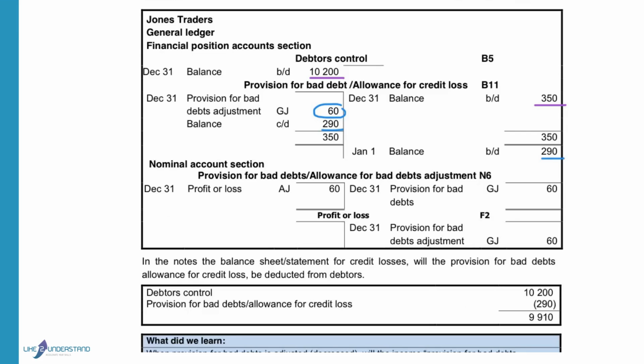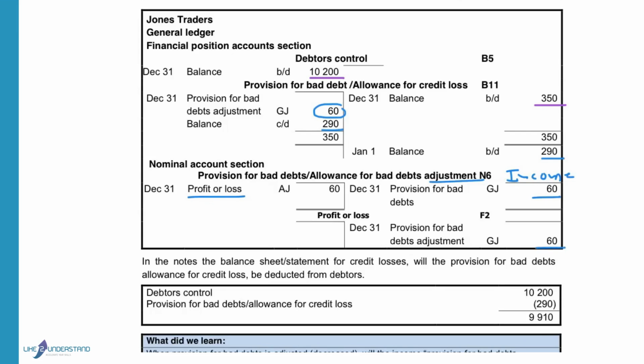If you debit the provision for bad debts, it means that the provision for bad debts adjustment must be credited with the 60 rand. So in this case, the provision for bad debts is reduced, and because it's reduced, you will have an income. So this 60 rand, the difference between the previous year and the current year, will be taken to the profit and loss account as an income that will increase the profits of the business.